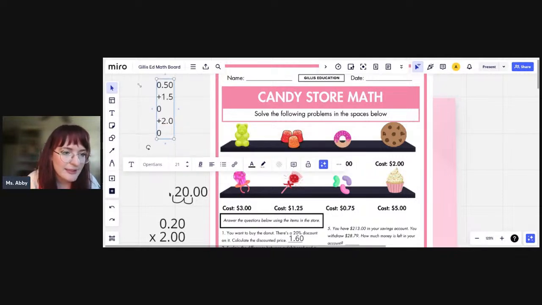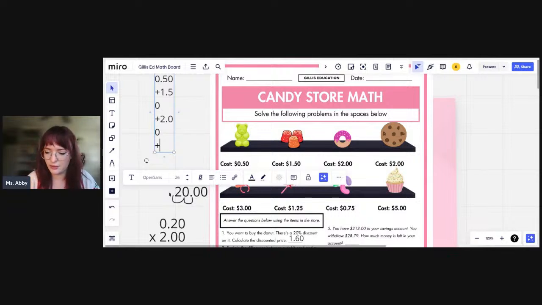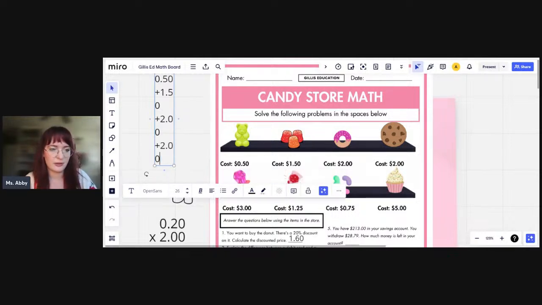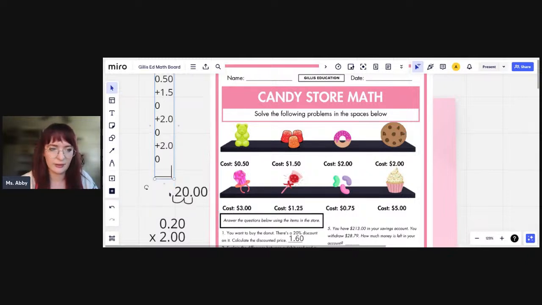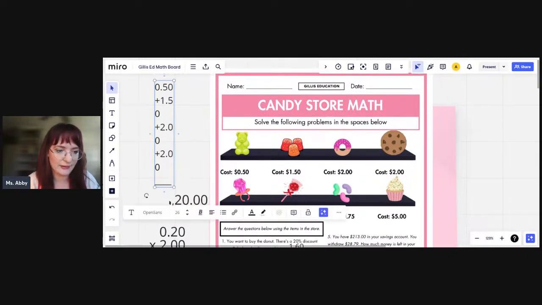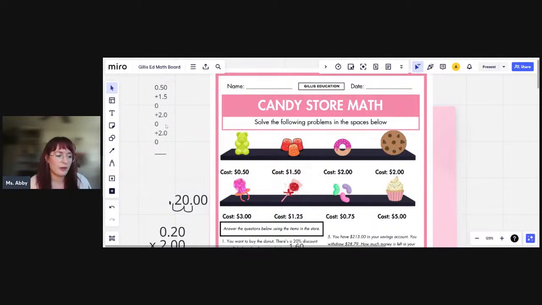Let me see if I can move this a little bit. And then we have plus $2 again for the cookie. And then that is the top row. So we're going to add all of these together. I'm going to try and make these smaller so they fit in one row, if it'll let me. I don't think it's going to let me. But we're going to add all of these together.